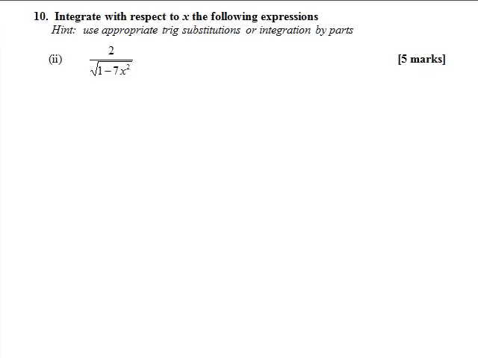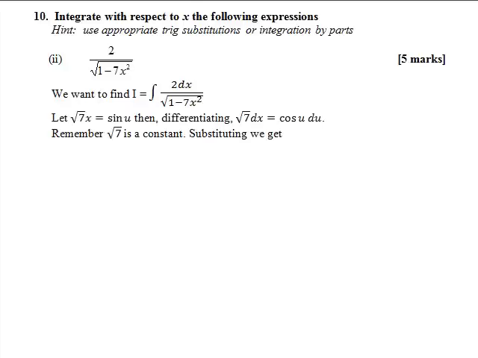Part 2: when we have something like 1 minus something squared, we tend to think of this as a sine or a cosine. So let's say that square root of 7x is equal to sine u, and then differentiating that, we're going to get root 7 dx is equal to cos u du. And remember, root 7 is a constant, we don't need to differentiate that.